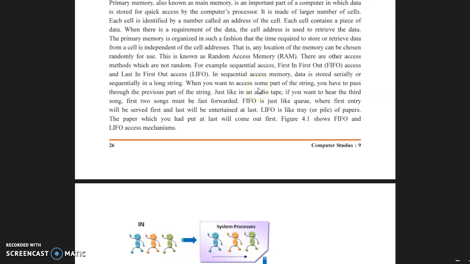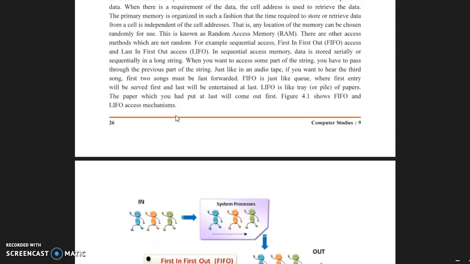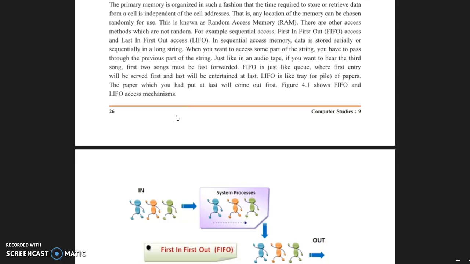When you want to access some part of the string, you have to pass through the previous part of the string, just like an audio tape. If you want to hear the third song, the first two songs must be fast forwarded. FIFO is just like a queue, where the first entry will be served first and the last will be entered last. LIFO is like a tray. What is the difference between FIFO and LIFO? FIFO: first enter, first out. LIFO: last enter, first out.